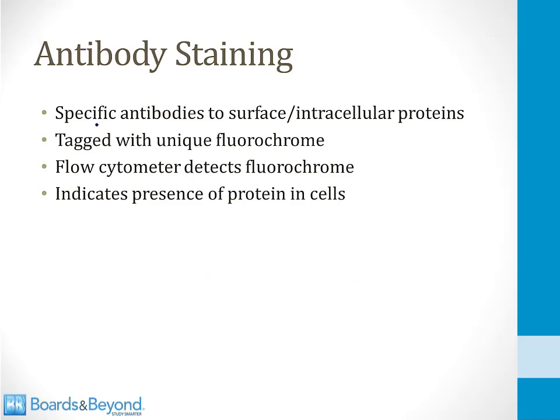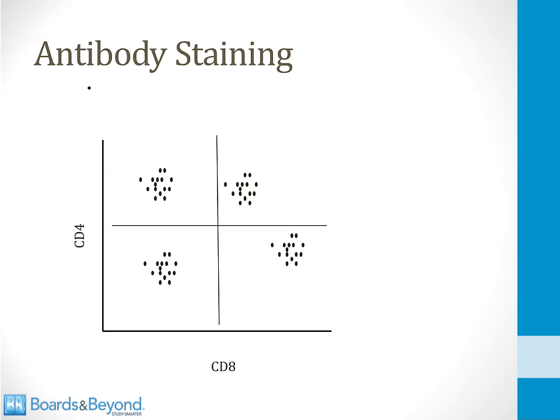Flow cytometry becomes an even more powerful technique when it is combined with antibody staining. This process uses specific antibodies that bind to surface or intracellular proteins on cells being studied with the flow cytometer. The specific antibodies are tagged with a unique fluorochrome that reflects a particular wavelength of light. The flow cytometer will detect the fluorochrome if it is bound, and if it is bound to the cells, it indicates the presence of a particular protein in those cells. You can do this with multiple antibodies, each one with a different fluorochrome attached to it that reflects a different wavelength of light.